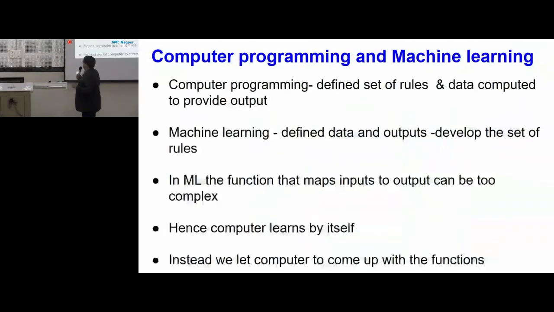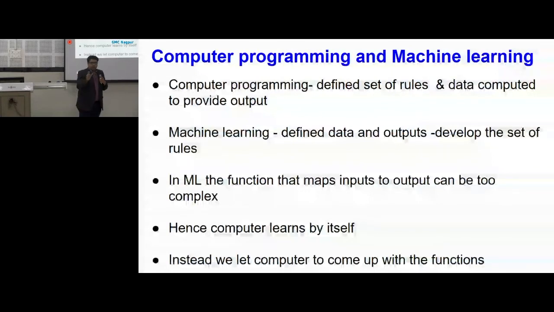So, in computer programming, we have a defined set of rules like y is equal to x square. We will define some rule, we will give x to it, and it will keep on computing the y for us. So we will define some function, and based on it, it will keep on computing. But in machine learning, we have defined data, and we give a defined output.